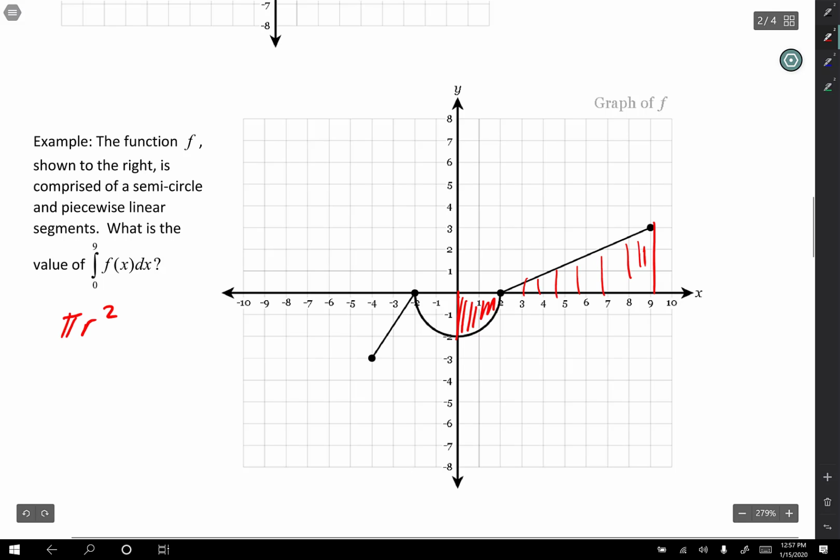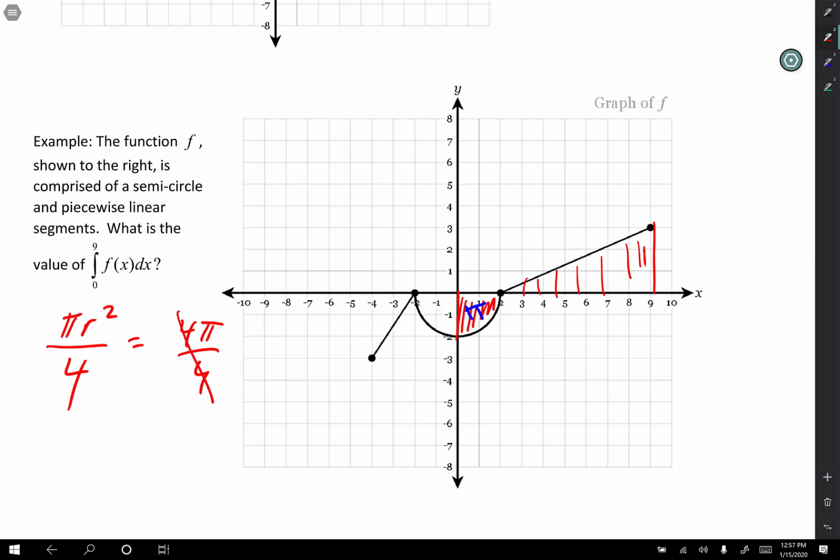Pi squared, and that's a quarter of a circle, so I'm going to divide by 4. So the radius is 2. So let's see. 2 squared is 4. 4 pi divided by 4, you just get pi. So this part right here is pi. Don't worry, it's negative pi, but we'll add it in a little bit.